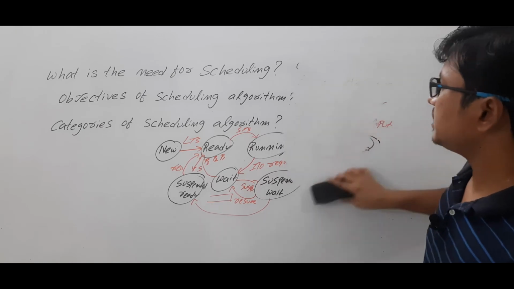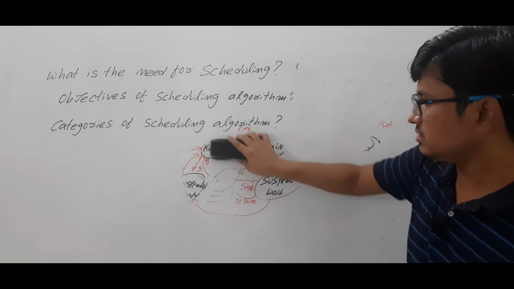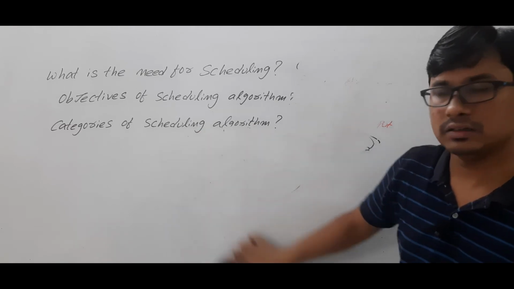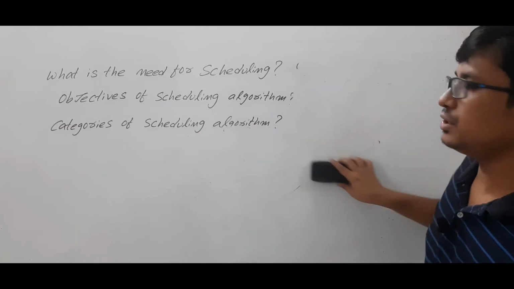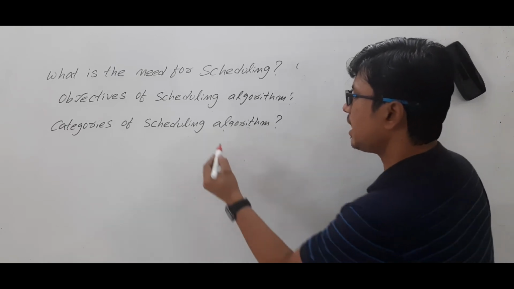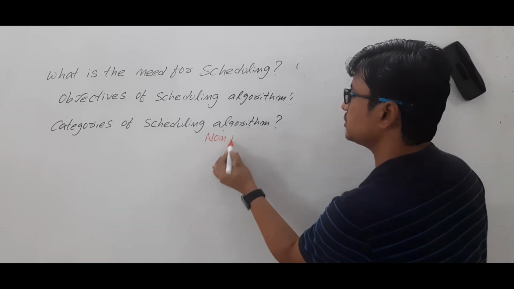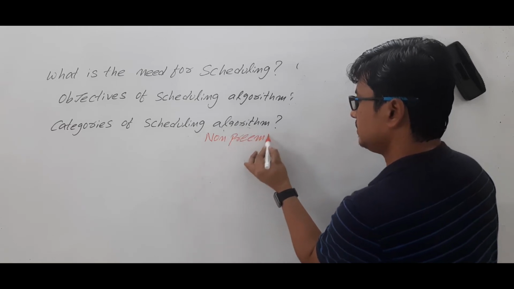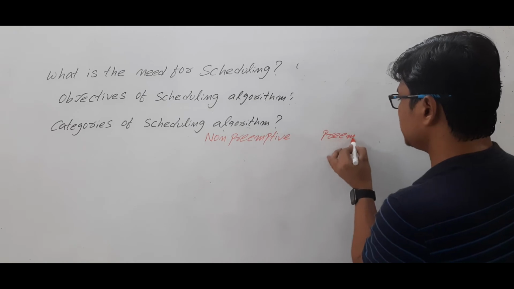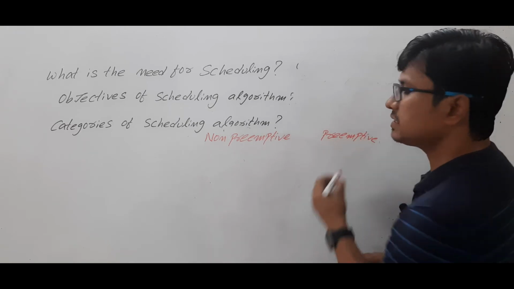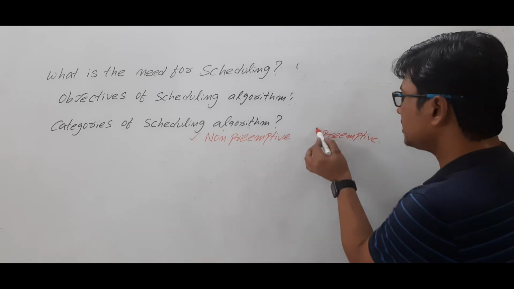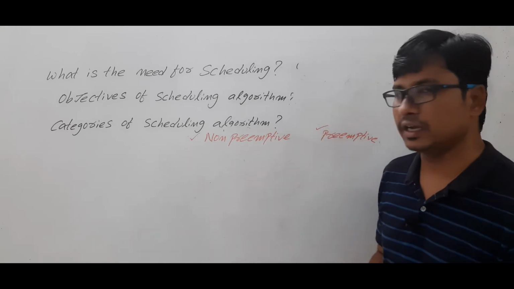Now let me discuss the categories of scheduling algorithms. Broadly, the scheduling algorithms are classified into two types. One is non-preemptive scheduling algorithms and another one is preemptive scheduling algorithms. Now let me discuss what is meant by a non-preemptive scheduling algorithm. Then I will discuss the preemptive scheduling algorithm.